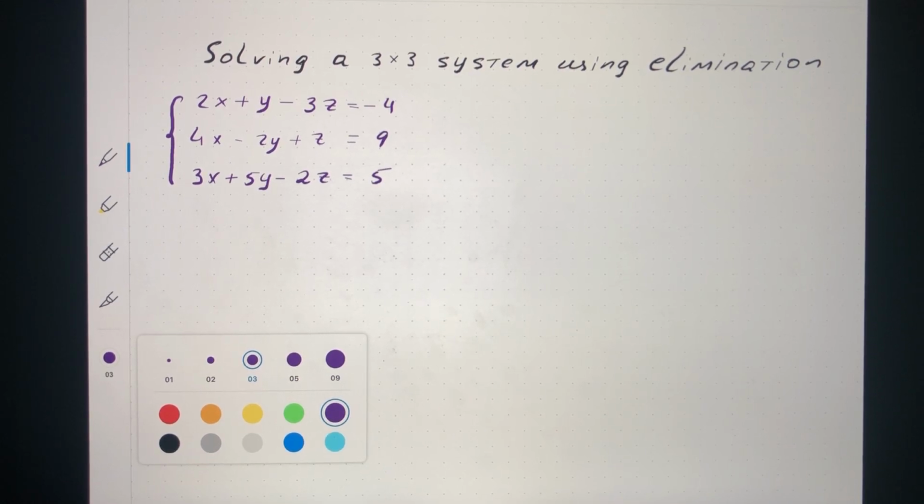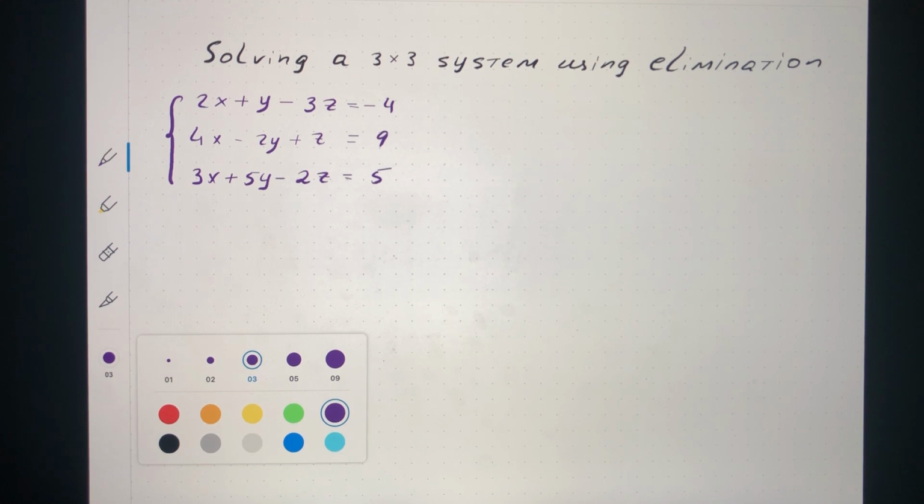Hello, in this video, let's look at how to solve the same system we just solved using substitution, but in this video, let's use elimination. And the answers would be the same, and that's the point. So we choose the method that best suits us, and they both will give us the same result.